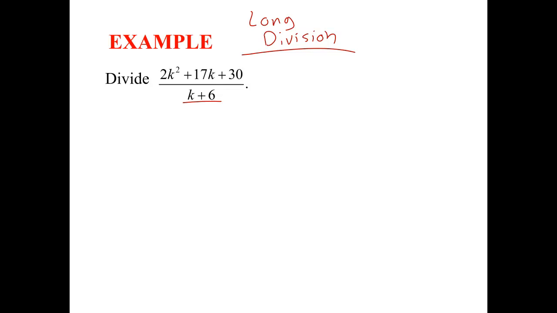If I have a dividend divided by a divisor, whatever's being divided, we just set up this house, kind of like the square root.